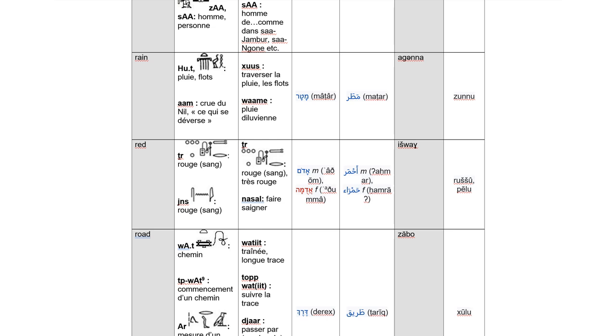In Wolof, you also have wame, which means floods, a very big rain. For red, you have seen it already. You have also here road in Egyptian. In Wolof, you have watit, which means the track, the trail. You have here top what, which is translated as the beginning of a road.